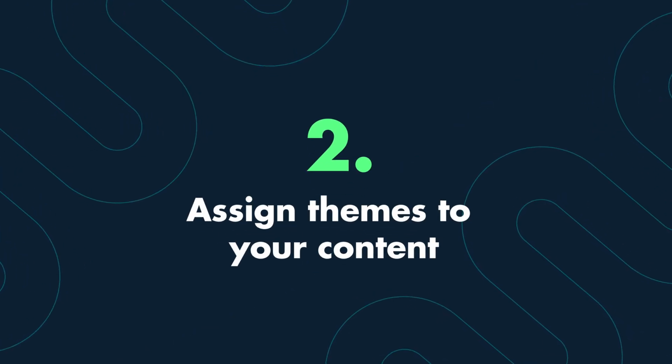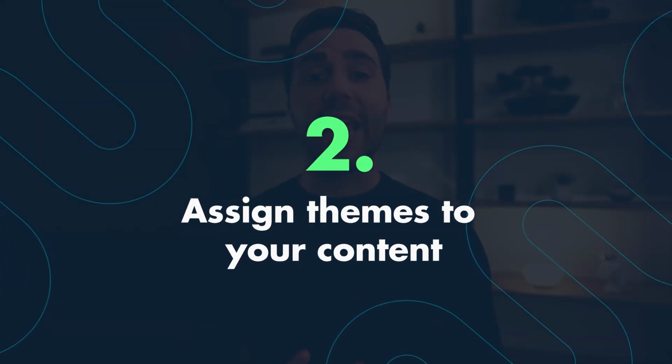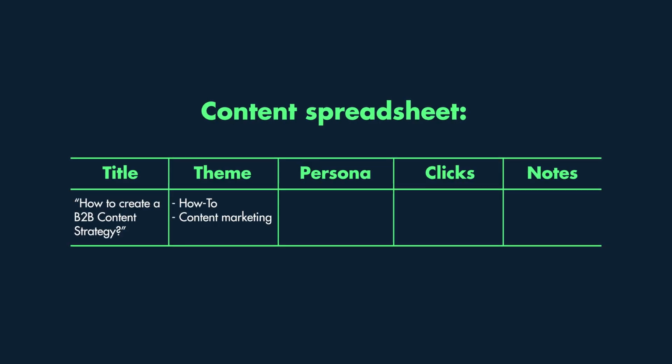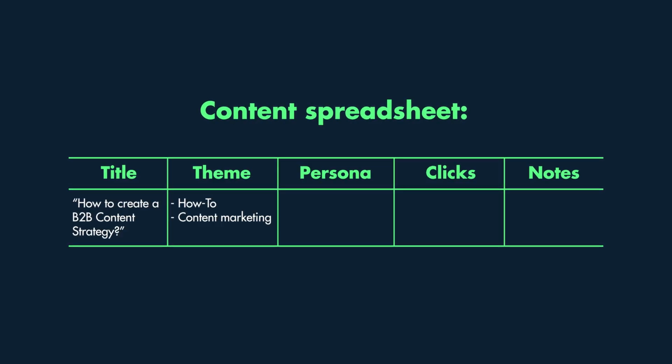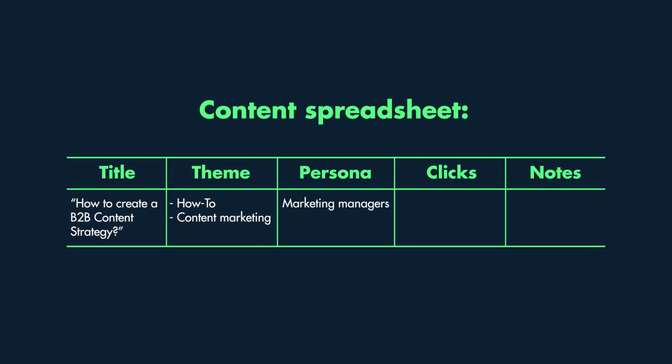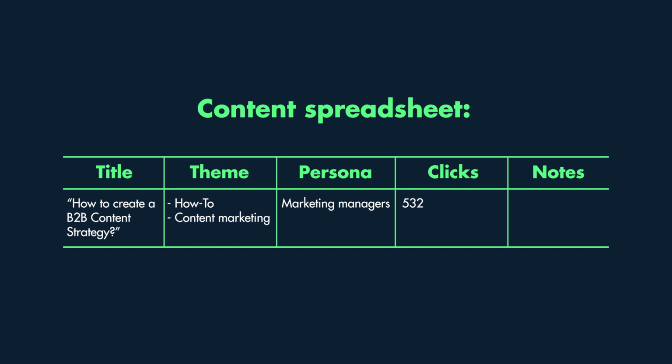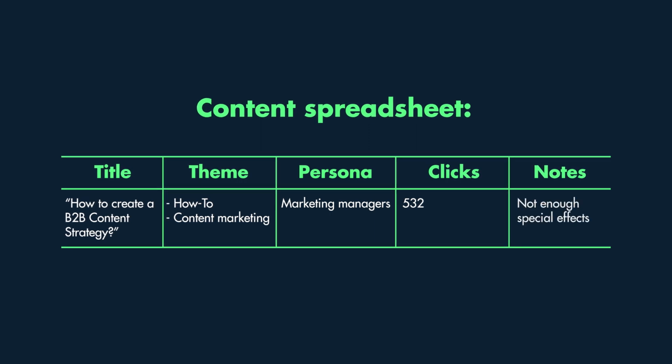Step 2, assign themes to your content. Gather your top performing content in a spreadsheet and segment them into themed categories based on their subject matter. From there, tag each piece with an audience segment, format, and top performing channel. Think about why some content was more successful than others, and make notes. You'll revisit this in step 4.